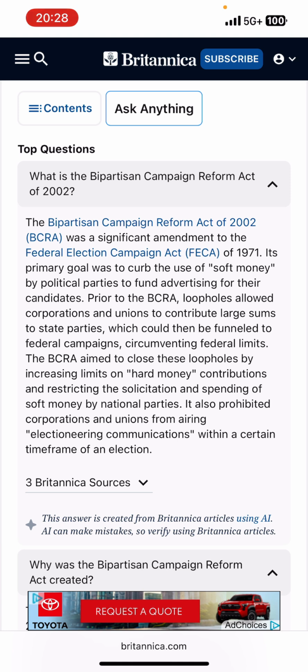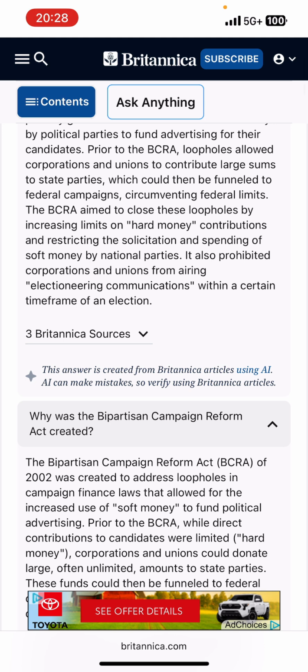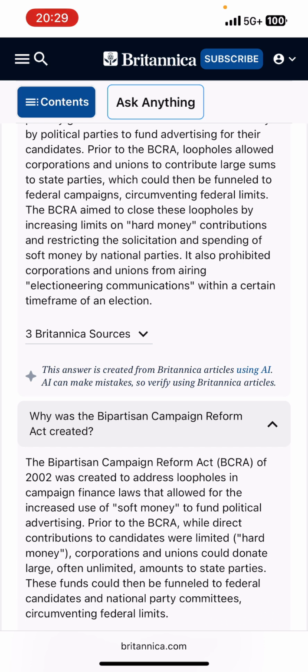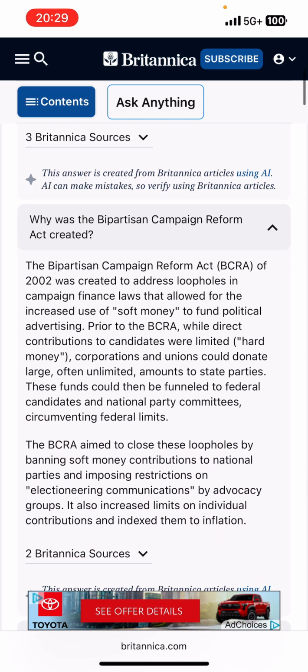Its primary goal was to curb the use of soft money, look that up, by political parties to fund advertising for their candidates. Prior to BCRA, loopholes allowed corporations and unions to contribute large sums to state parties, which could then be funneled to federal campaigns, circumventing federal limits, which is still done today. The BCRA aimed to close these loopholes by increasing the limits on hard money contributions and restricting the solicitation and spending of soft money by national parties. It also prohibited corporations and unions from airing electioneering communications within a certain time frame of an election.